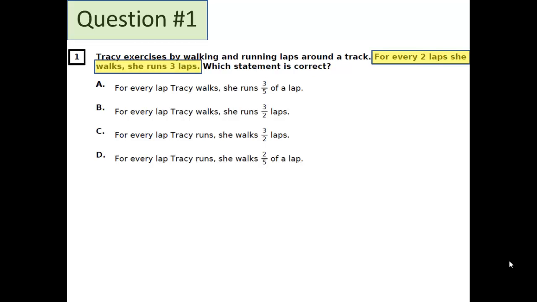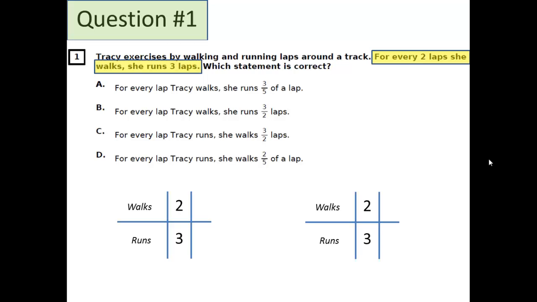And obviously, the whole question is centered around this ratio. For every 2 laps she walks, she runs 3 laps. And because these answer choices have walks and runs in different orders, it makes me think of the fact that every ratio, we did this a long time ago, has 2 possible unit rates. So what I'm going to draw, and you can see it on the bottom here, for every 2 laps she walks, she runs 3 laps. Okay, but I did it twice, and here's why.